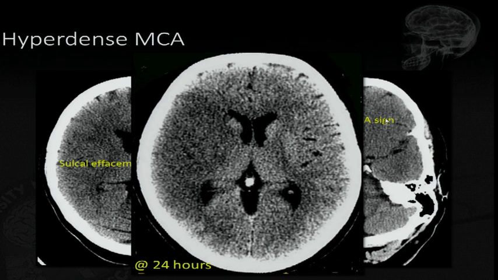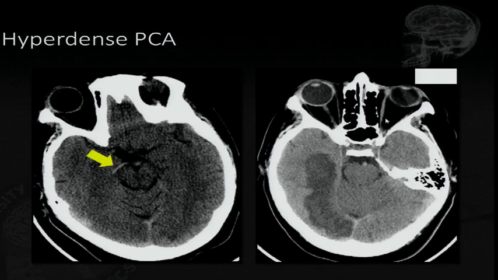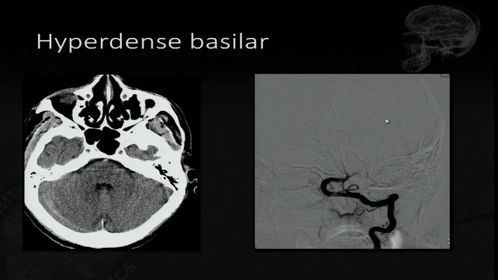And I guess that's your evolution after 6 hours. You may see already this, and this would be a third or more than 1/3 of the MCA, so this is one of the contraindications, more than 1/3 of the MCA. Any big vessel can have a hyperdense sign: hyperdense PCA, evolution to PCA stroke, hyperdense basilar artery occlusion, okay?